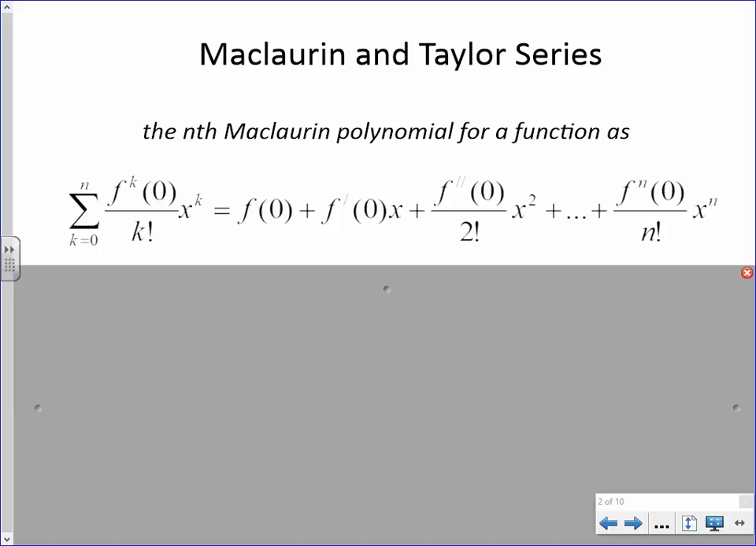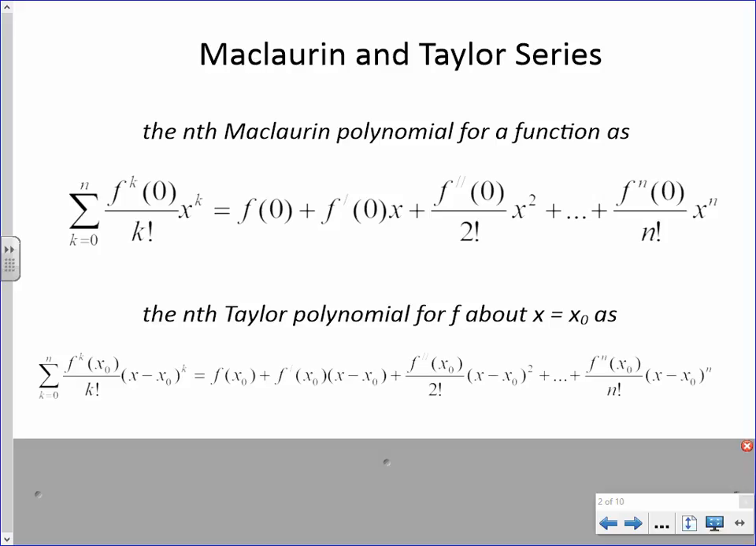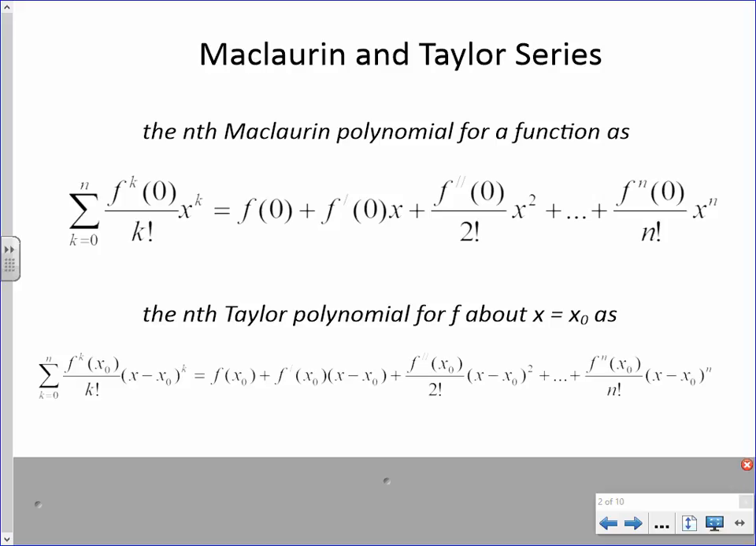If we wanted a Taylor polynomial with a center at x naught, then it looks like this, right? Instead of 0, we have x naught, and instead of x to the k, we have x minus x naught to the k. Okay, that's taking what we did with our Taylor polynomials and writing them as a series. Now, what we're going to do is do that, but infinitely.